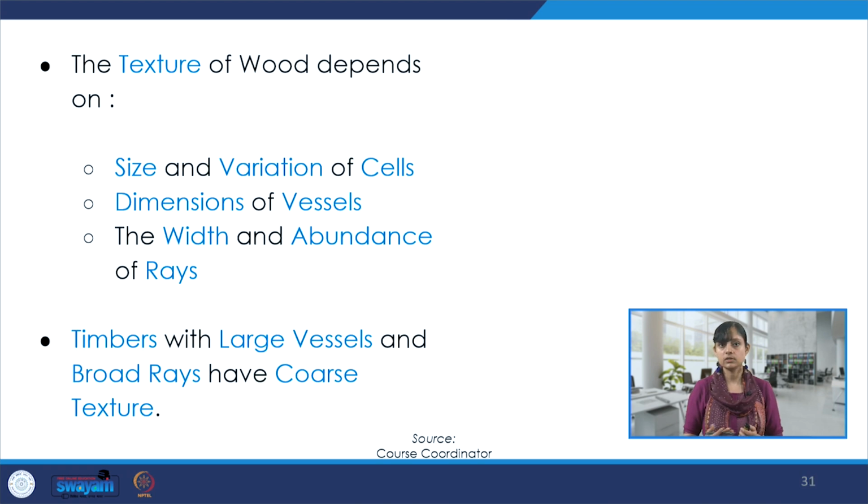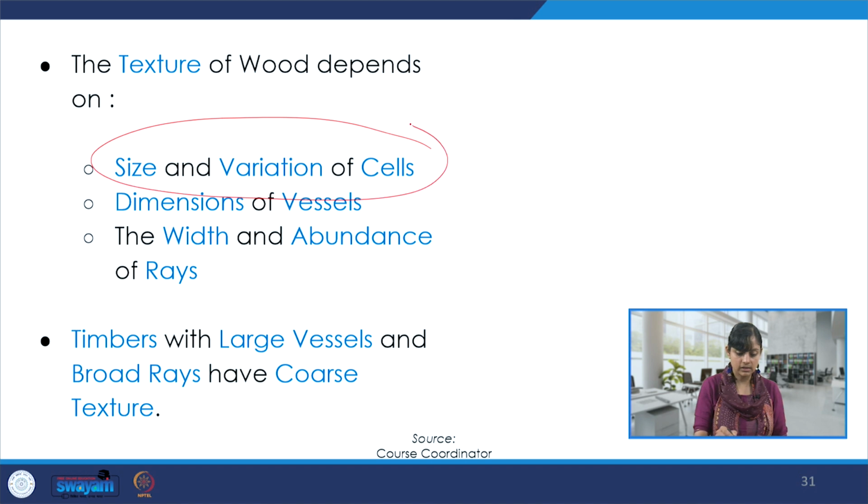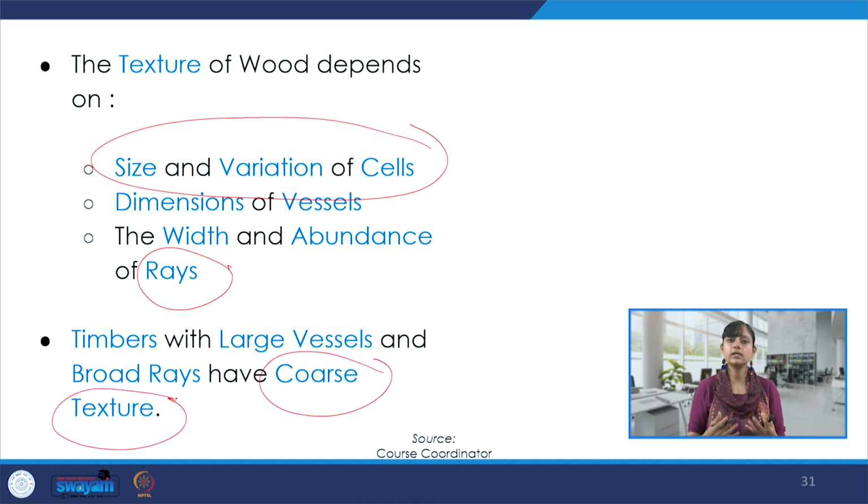Texture of the wood. Now the texture of the wood depends on size and variation of cells, the dimensions of the vessels, that long section that we saw in the drawing, and the width and abundance of the rays that we saw in the anatomical drawings again. So timbers with large vessels and broad rays have coarse texture. Again, just to understand it in an overview manner, rather than going into too many details, this is something that will be useful for you to understand.